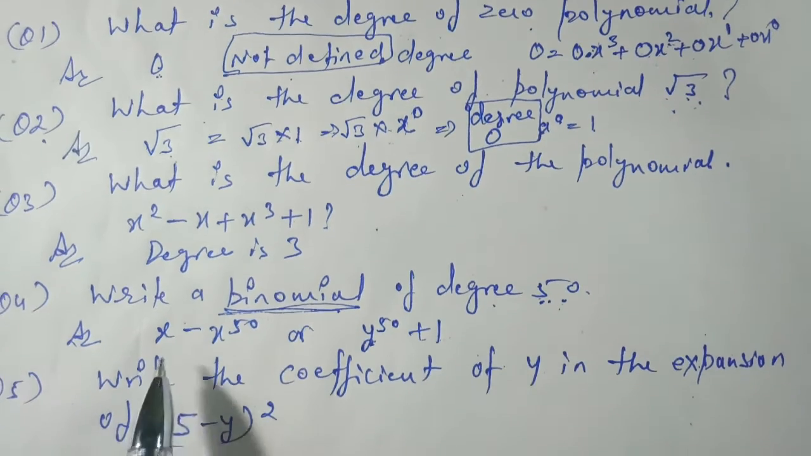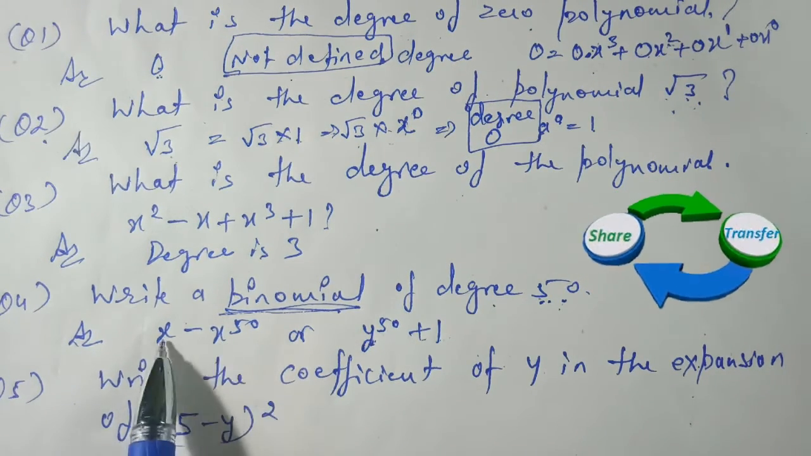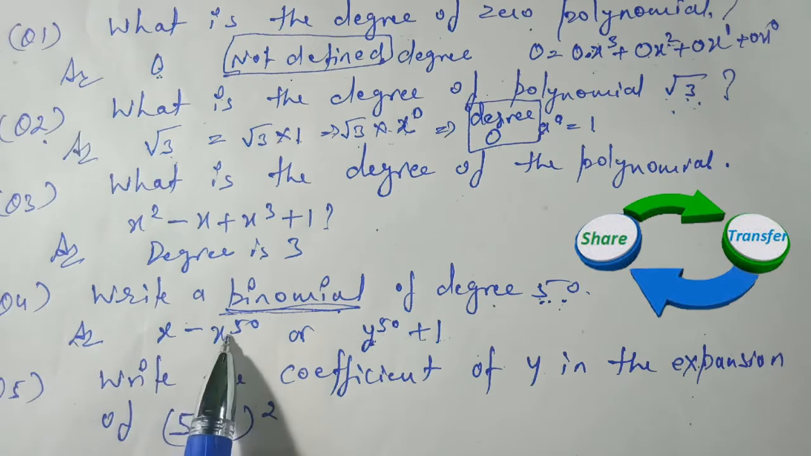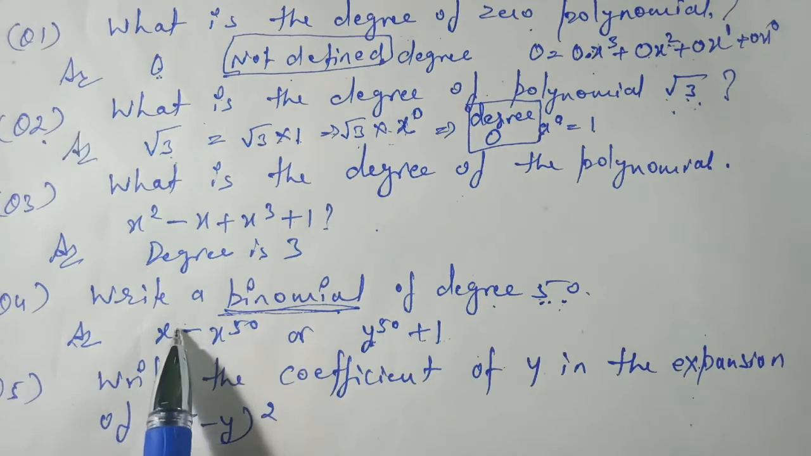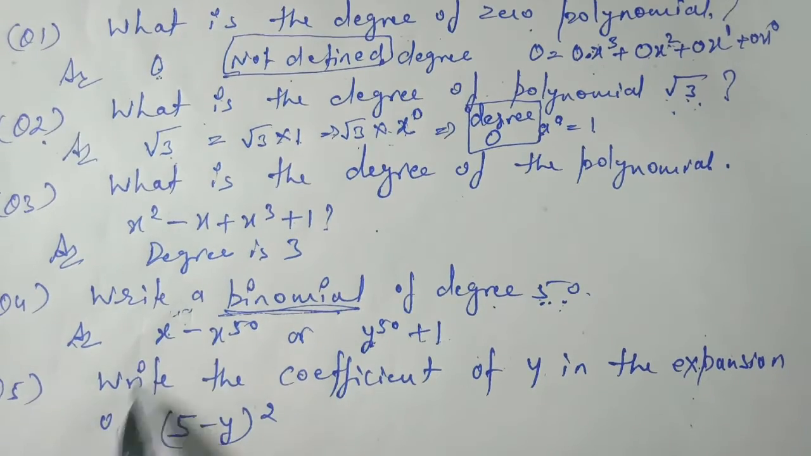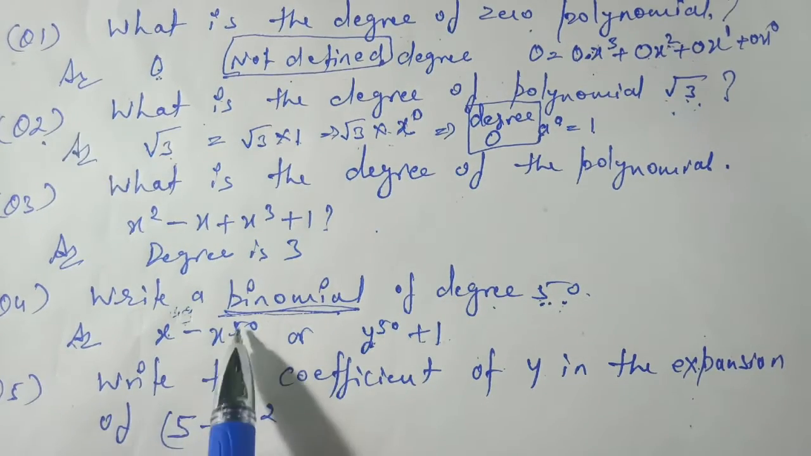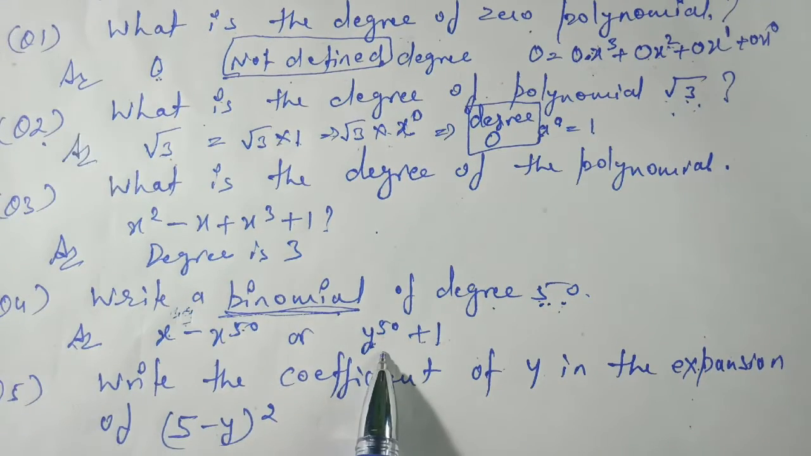If we take two variables in combination, then out of the two we have to take the power of one variable as 50 and of the other less than 50. Any number you can take, 49 or 13, but it should be less than 50. This way you can frame any binomial.